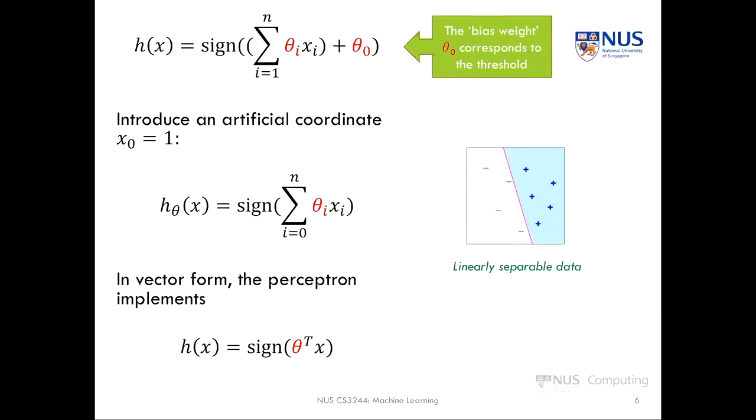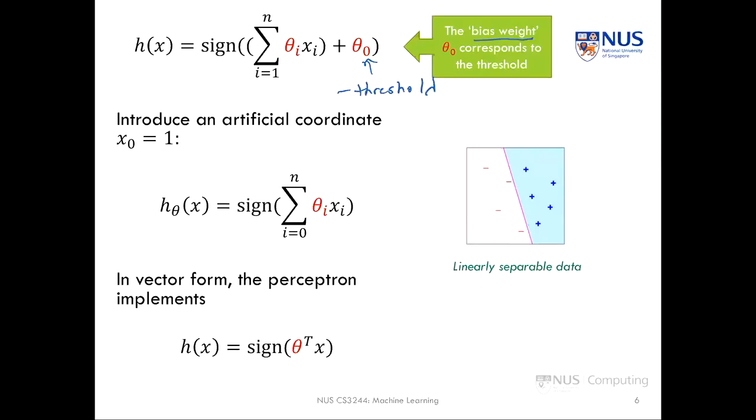We can do additional simplification. We can take the threshold and the negative of it and change that into a parameter as well. We are going to call this the bias weight, or theta 0. We're going to substitute the negative of the threshold and call that theta 0.